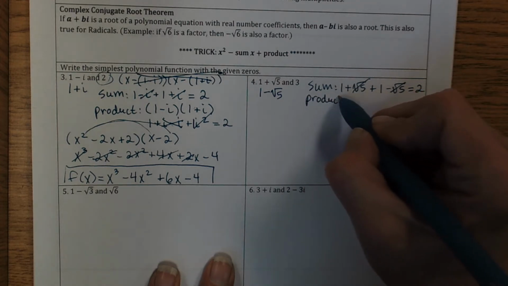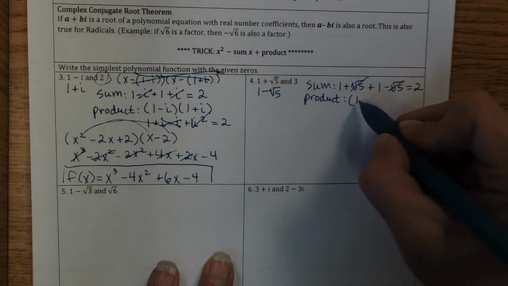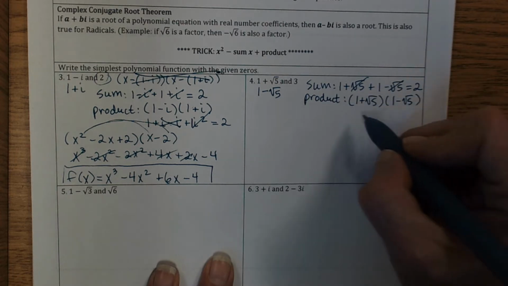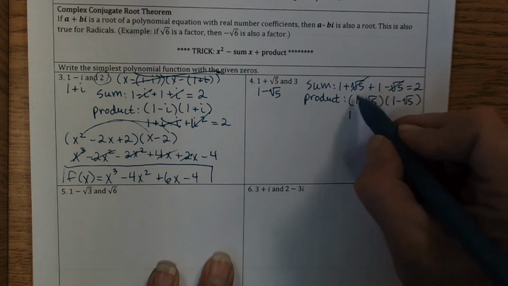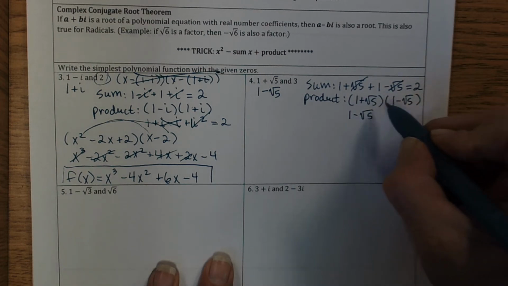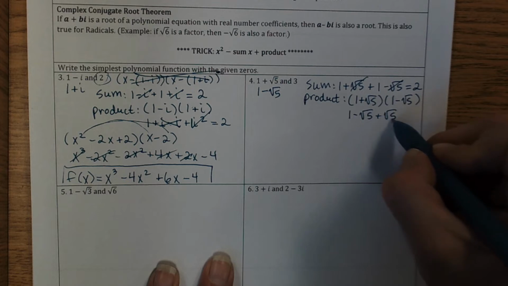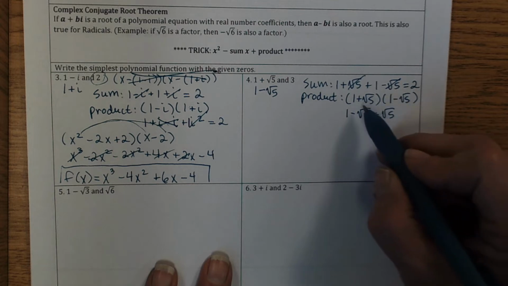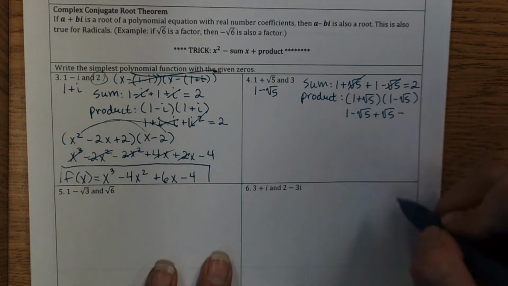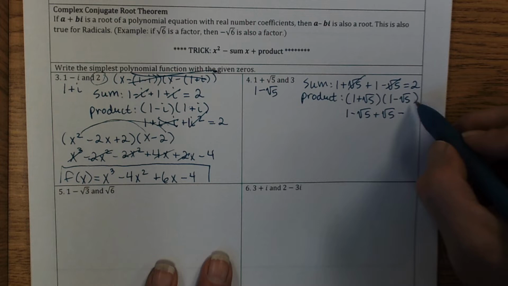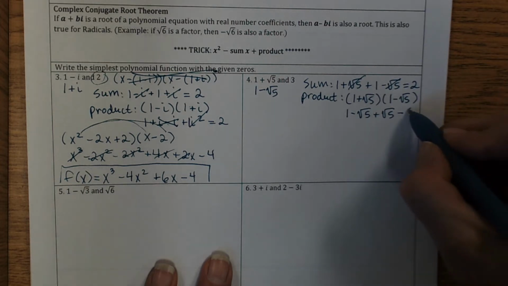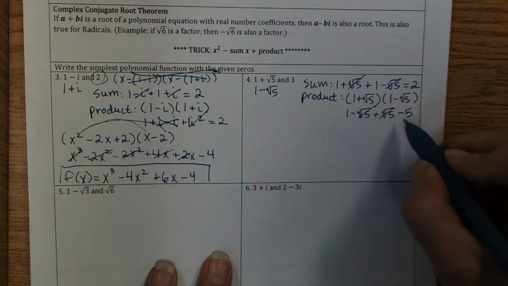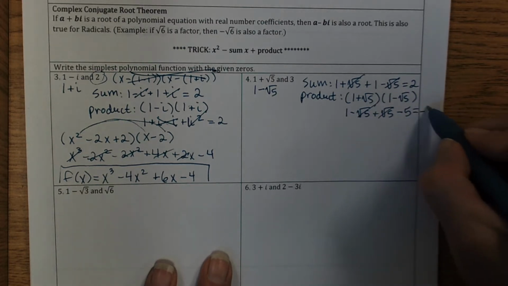And then the product, I'm going to FOIL them together. So 1 plus root 5 times 1 minus root 5. 1 times 1 is 1. My outer would be negative root 5. My inner would be positive root 5. And my last is going to be negative, because a positive times a negative will make it negative. And root 5 times root 5, remember, if I multiply a root by itself, it just brings out the number. So my root 5s are going to go away, and I have 1 minus 5, which is negative 4.